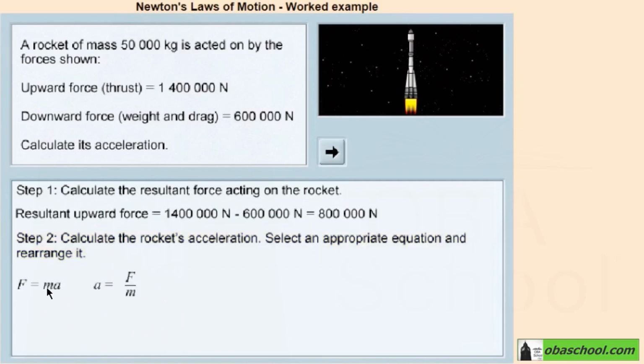The resultant force is equal to the mass multiplied by the acceleration. The mass of the rocket is known, and the force is calculated as the resultant force. So we need to find the acceleration. We will rearrange this equation to determine the acceleration. So if F divided by m is equal to the acceleration, then we will substitute the values and solve the equation to find the acceleration.